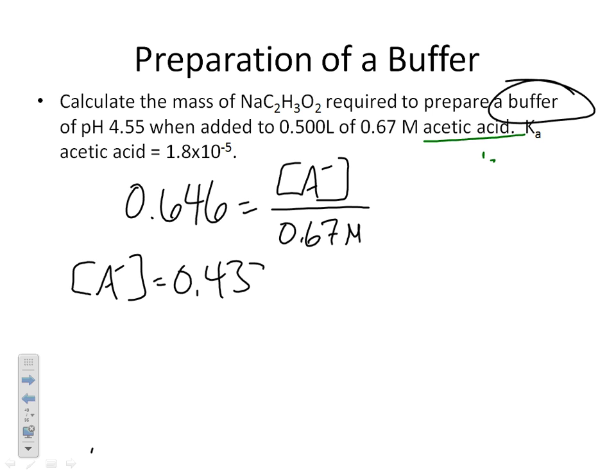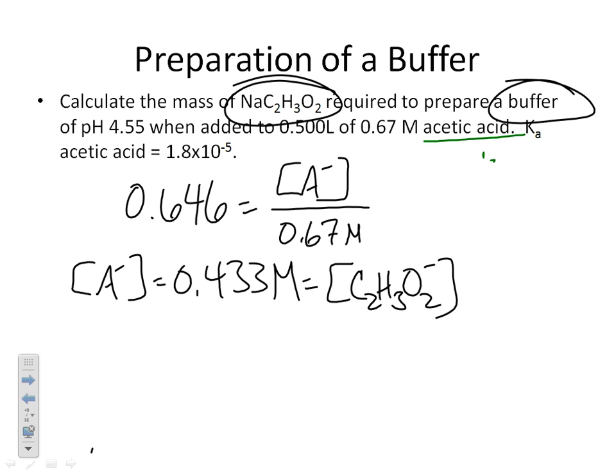Now, that's nice, but that's not our answer. A minus, what does A minus mean in this problem? Well, A minus is the conjugate base. The conjugate base is the acetate ion, right? The weak acid is acetic acid, HC2H3O2, so the conjugate base is the acetate ion, C2H3O2 minus. We're looking for, however, sodium acetate. So then you have to consider what the relationship is between sodium acetate and the acetate ion. They're in a 1-to-1, right?